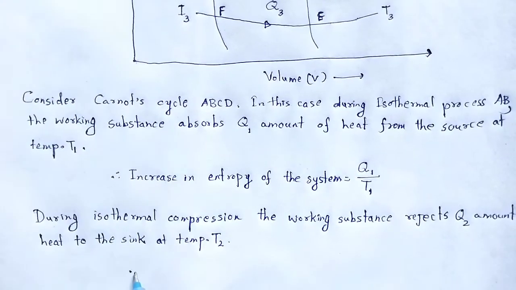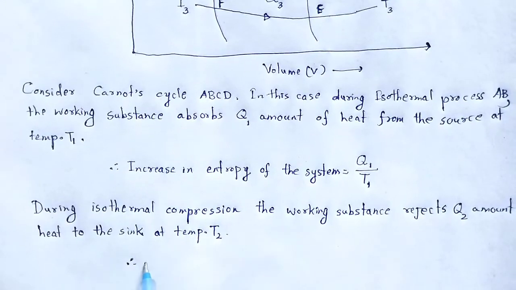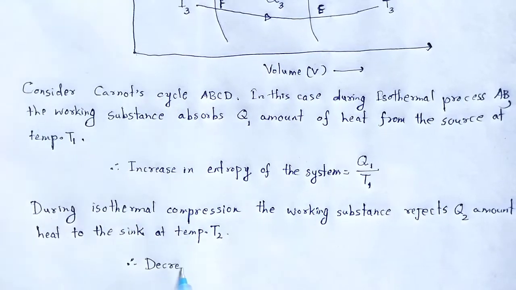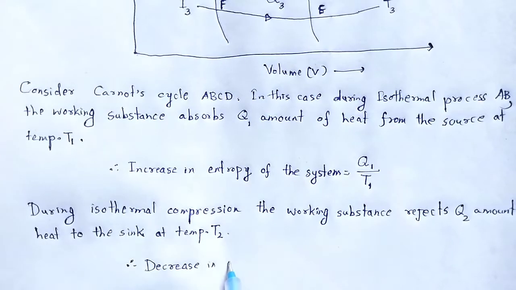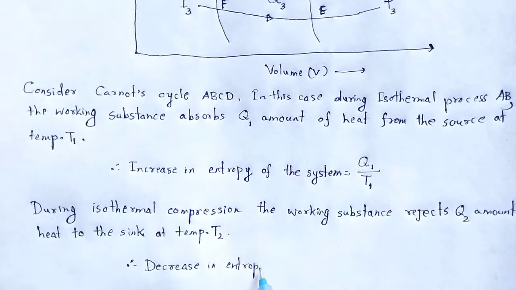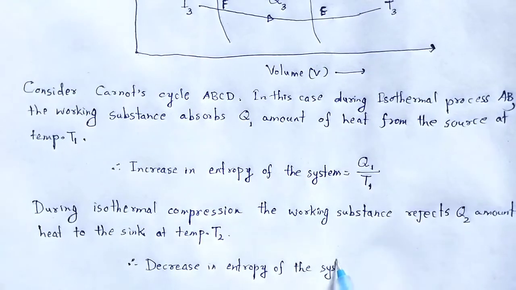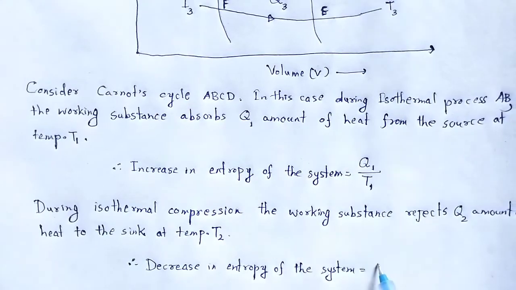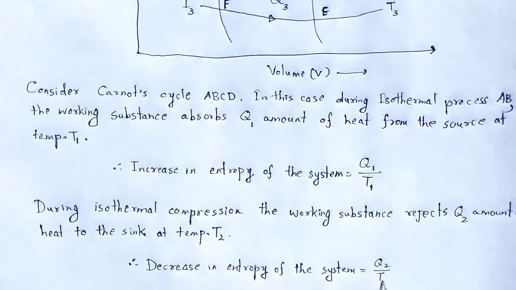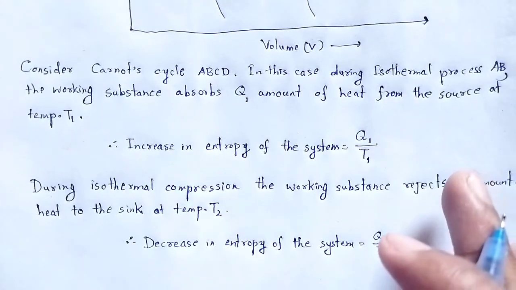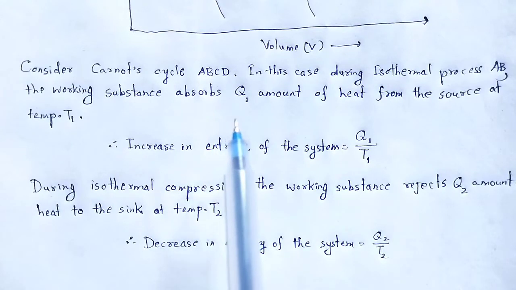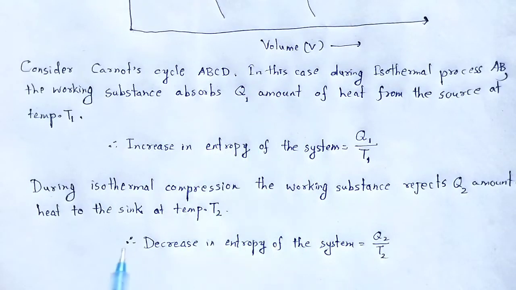Therefore, there is a decrease in entropy of the system, equal to Q2 divided by T2. So there is an increase in entropy in isothermal expansion and a decrease in entropy in isothermal compression during the ABCD Carnot cycle.